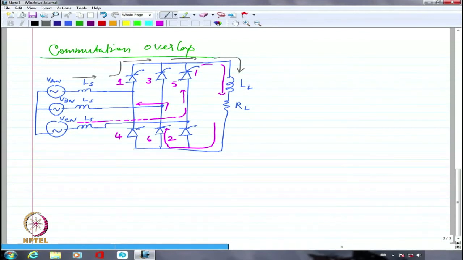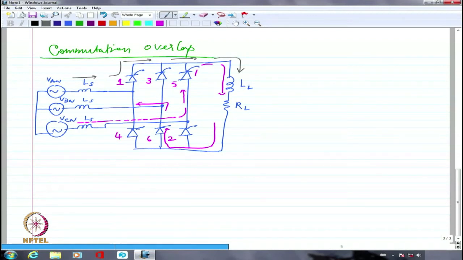If there is no current, why should that inductance bother? It will bother only if it has stored some energy. If the current has already gone down to 0, it has given up. Right? So, only if the load current is continuous, I will have to worry about it.